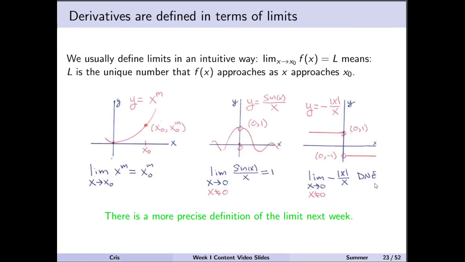There is a more precise definition of the limit, which we can use to do proofs, and we'll mention that next week.